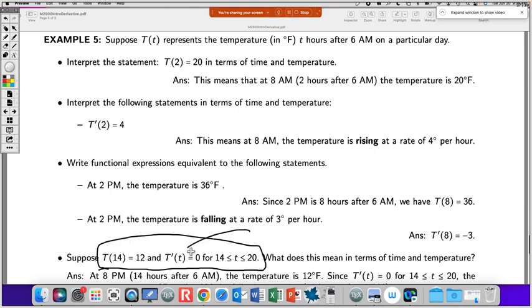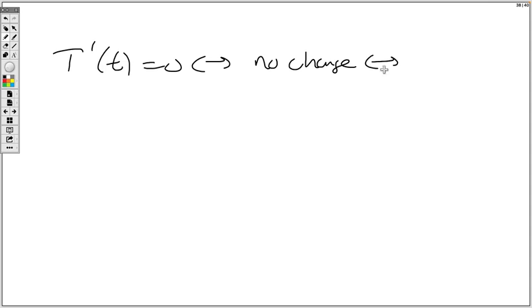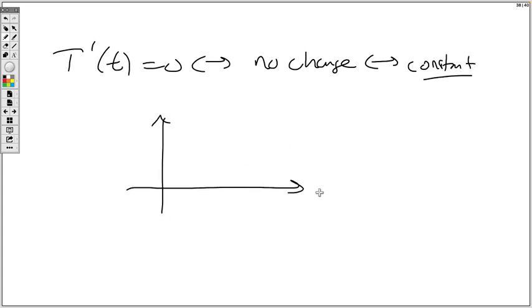So what would it mean if the derivative is 0? Yeah, so if the derivative is 0, then that means that there's no change, right? That means that things are what? What's it called if there's no change? Still, or constant is the more mathy way to say it. Does that make sense? Let's think about it here graphically.